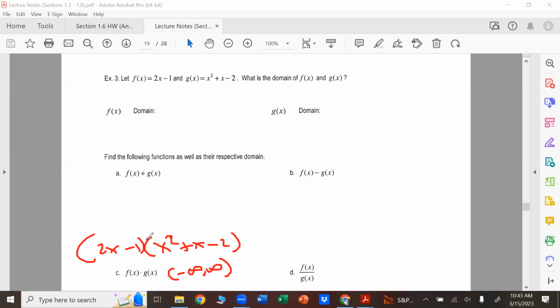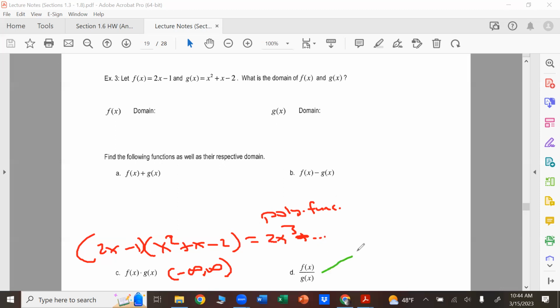To me, you don't really need to bother foiling. You're going to get something with like 2x cubed and a bunch of other junk. Again, I don't really care if you combine it. The bottom line is that no, it's still going to be all real because that's just a polynomial function, which always has domain of all real numbers.